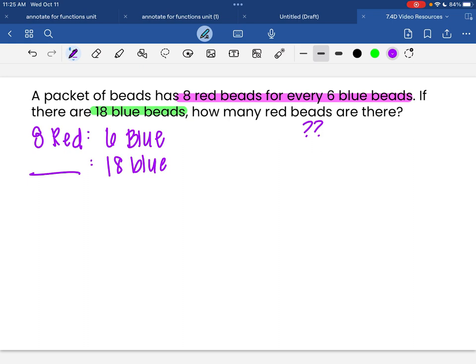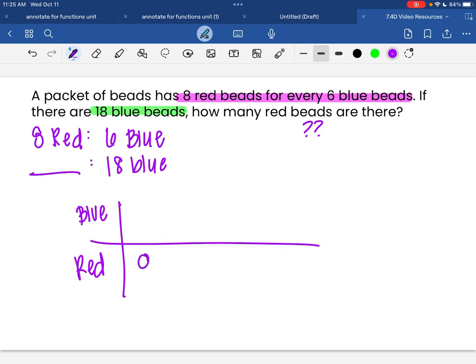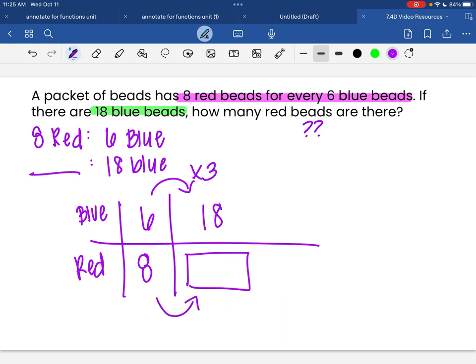So I'm going to represent my thinking in a ratio table. And I know I'm comparing blue to red. So I put the ratio that I know. And I know that for every 8 red, there are 6 blue. And then I'm going to put the information I'm trying to get. And I'm trying to find how many red there are when there are 18 blue beads. So I see that I can scale up from 6 to 18 by 3. So then I'll scale up by 8 times 3 to find that there are 24 red beads.